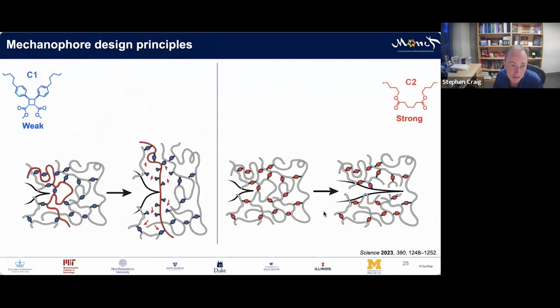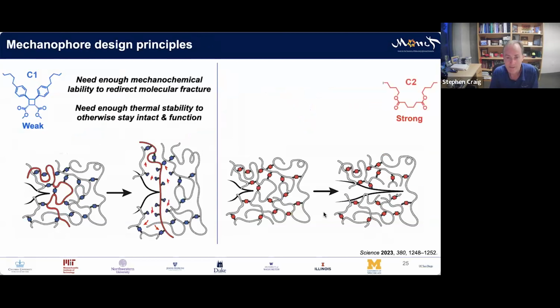Okay. I love talking about this and would be delighted to talk more if anyone is interested, but the big point is we really do need enough mechanochemical reactivity to redirect that molecular fracture. And one of the things I like about Shu's design is that it shows you can get the necessary mechanochemical reactivity while still keeping enough thermal stability that it otherwise stays intact and functional in all the ways you would want that structural unit to fulfill.